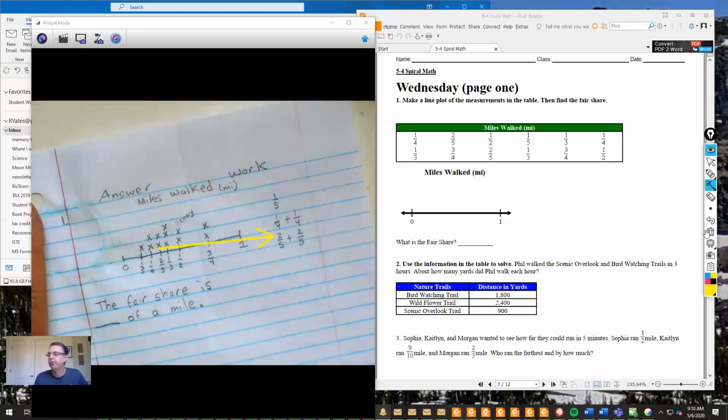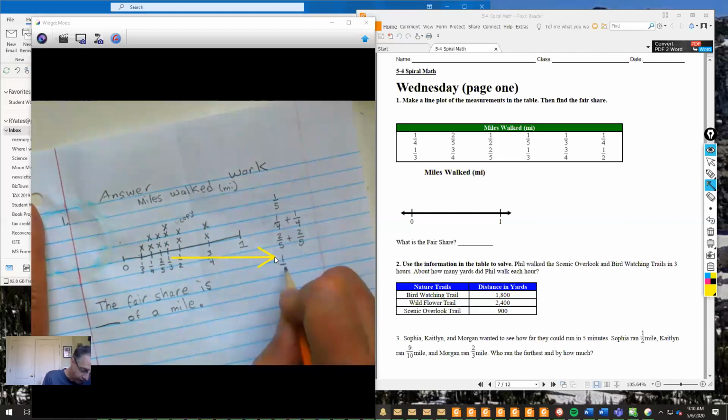Okay, the next one I'm going to look at is 1/3. Now, it looks like here with 1/3, I've got 1, 2, 3 X's. That means 3 people went 1/3 of a mile. So what I'll do right over here is I'm going to put down 1/3 3 times to add them up. 1/3 plus 1/3 plus 1/3.